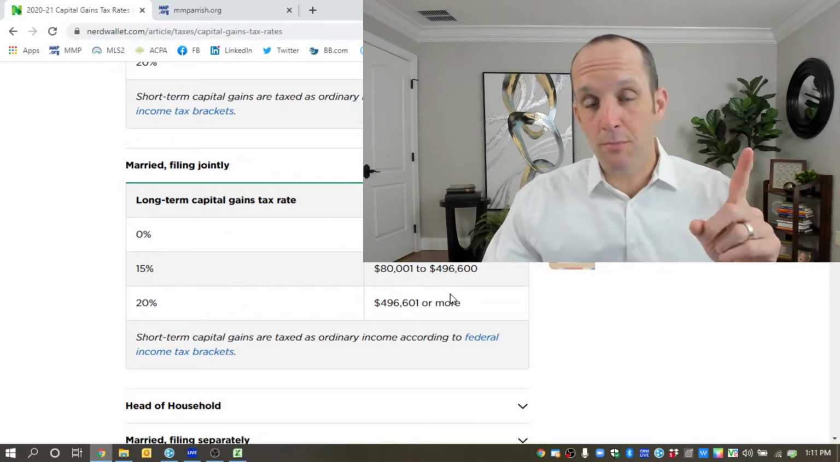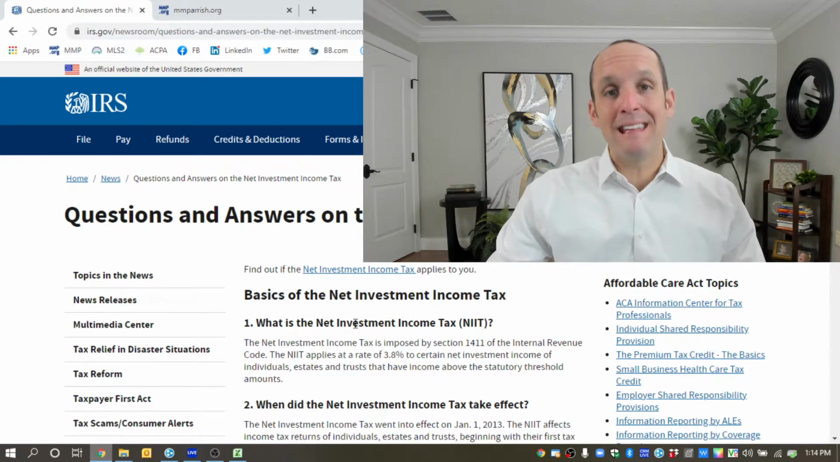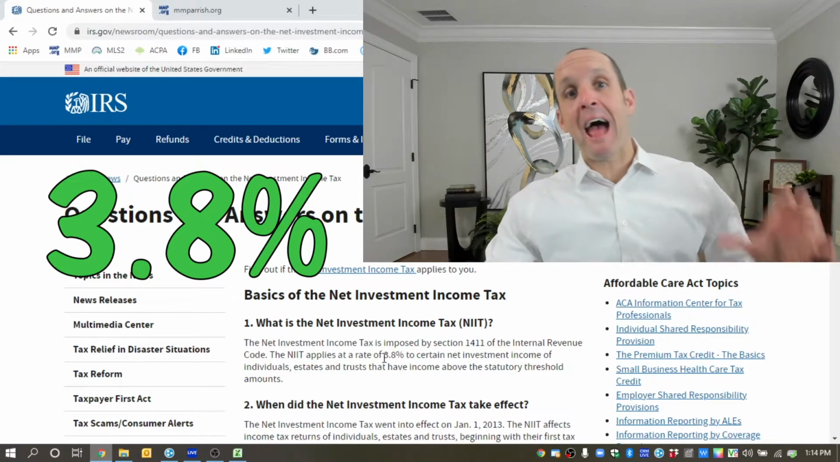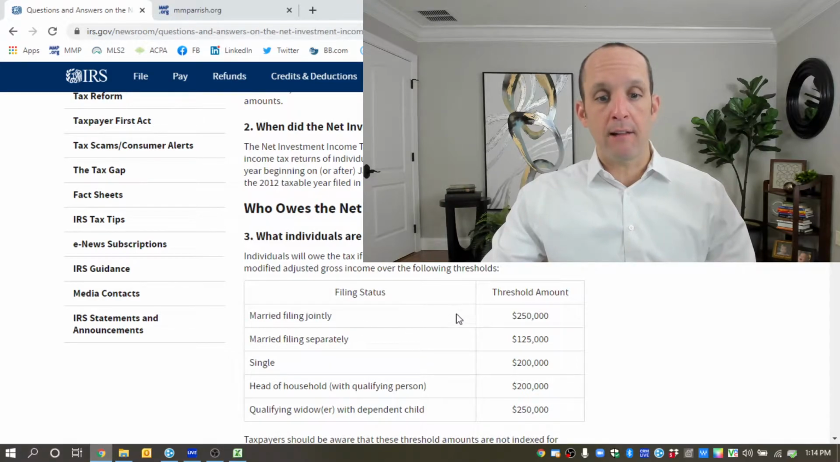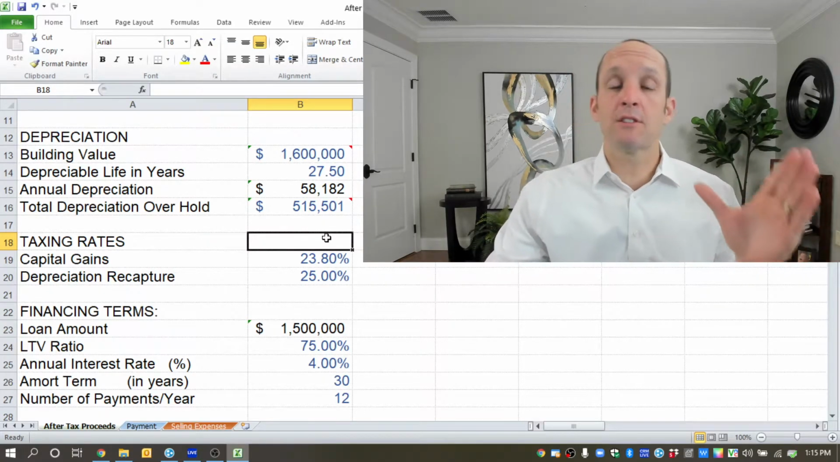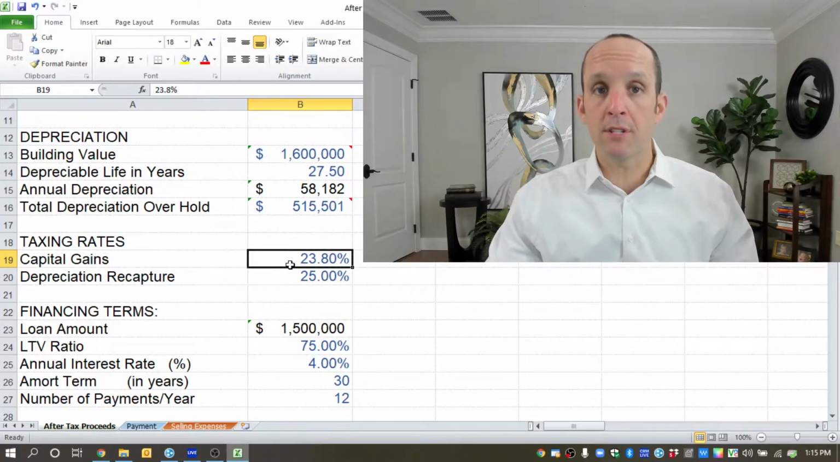But there's another small tax to add on. From the IRS website, you then also have the net investment income tax, which is 3.8% added on to the capital gains tax for certain income levels. Married filing jointly is over $250,000, single is over $200,000. I'm going to use the worst case scenario here as though someone meets all income thresholds, so it would be 23.8%.